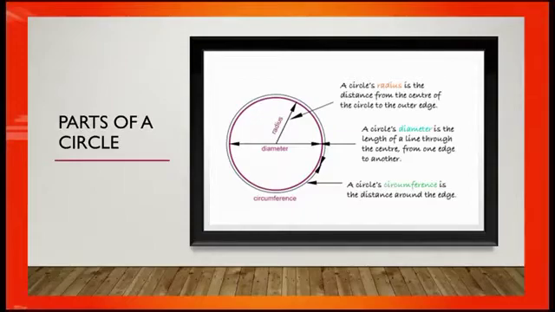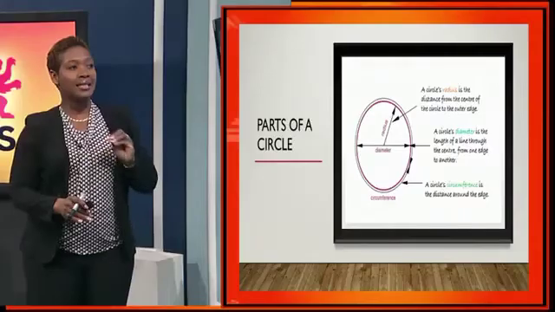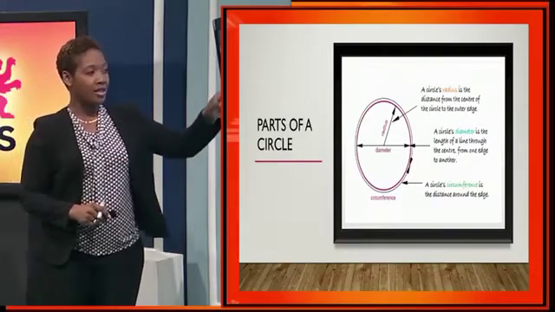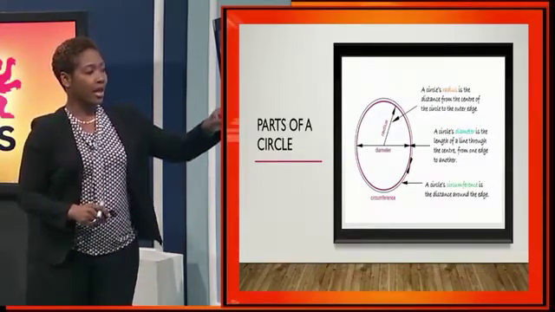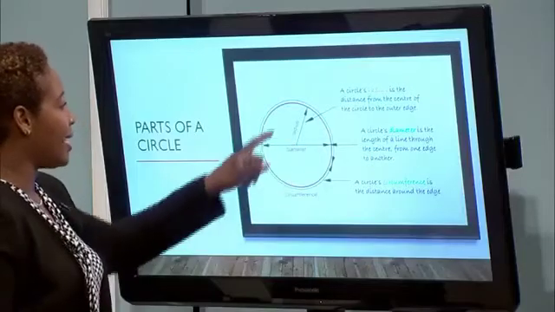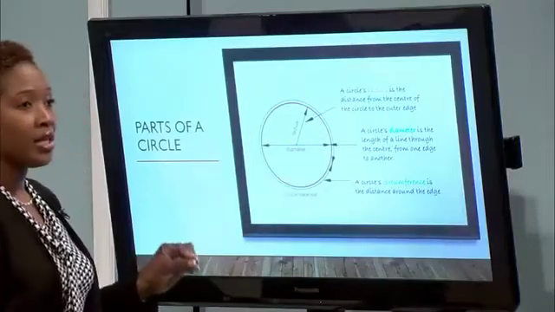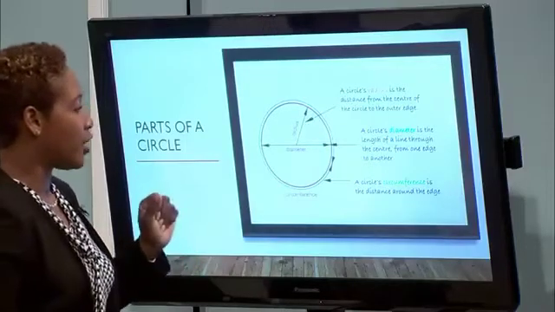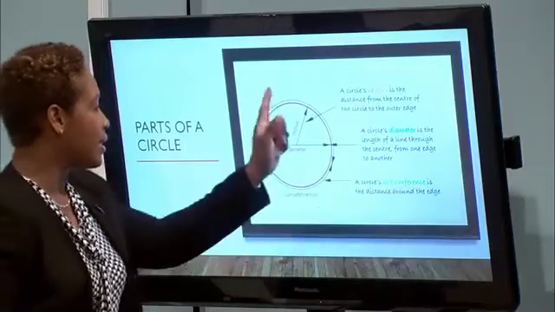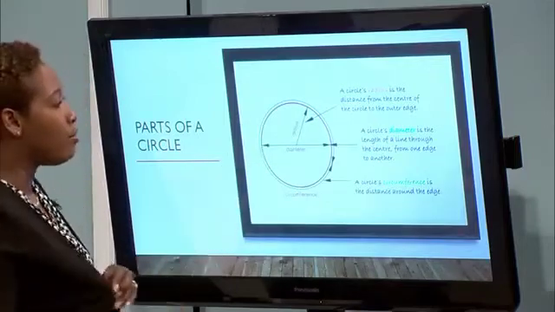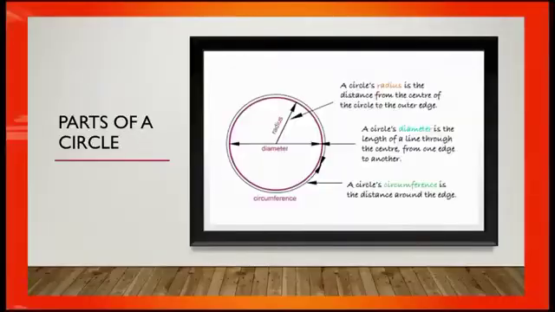So the circle has these key features: the radius, the diameter. The radius is the distance from the center of the circle to the outer edge. Here we have this radius here. The radius can be drawn anywhere once it's touching the center and anywhere on the outer edge. This outer edge is called your circumference. So the circumference is the distance around the edge of the circle. So those are some key terms you should remember when you're looking at a circle.